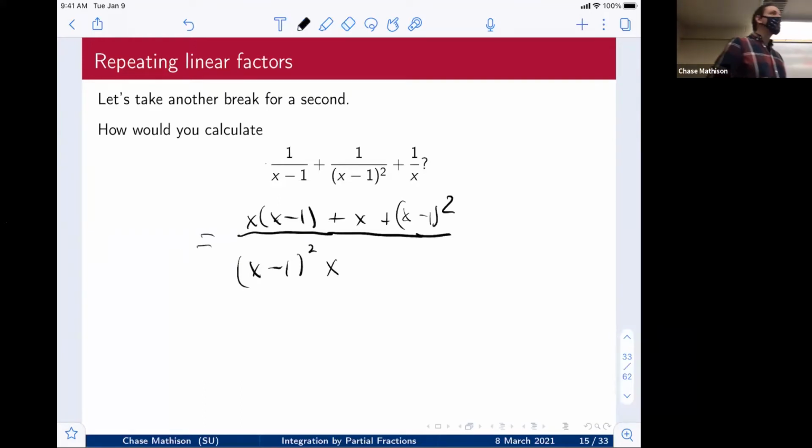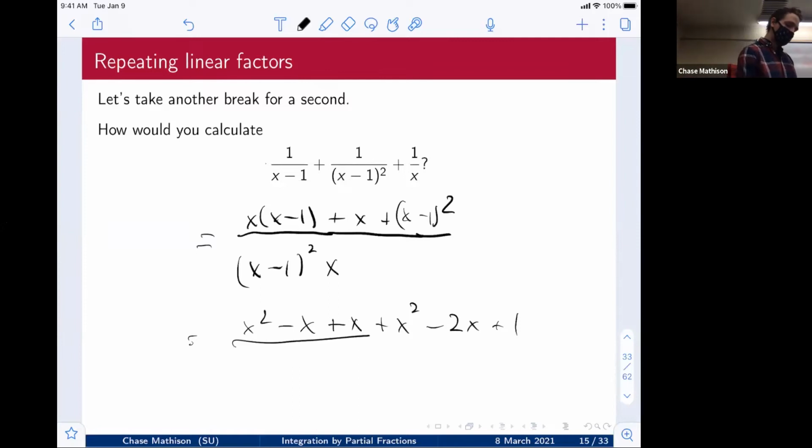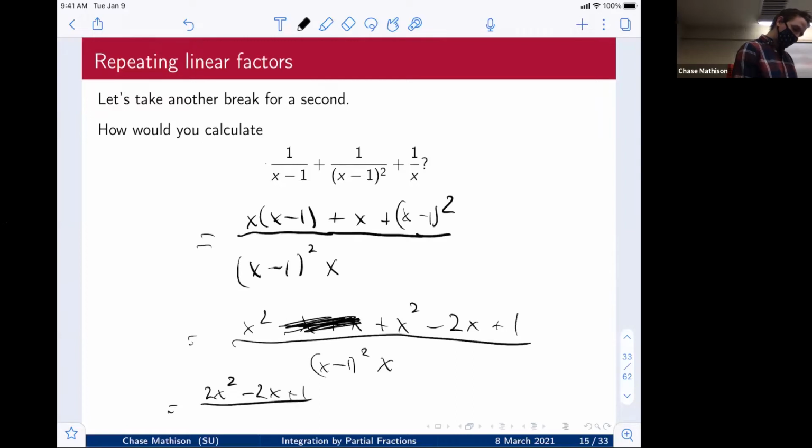Equals. So I would get a common denominator. And then if I simplify, this is x squared minus x plus x, and then plus x squared minus 2x plus 1 over all that. Okay. So x minus x cancels, and I'll be left with 2x squared minus 2x plus 1 over x minus 1 squared times x.